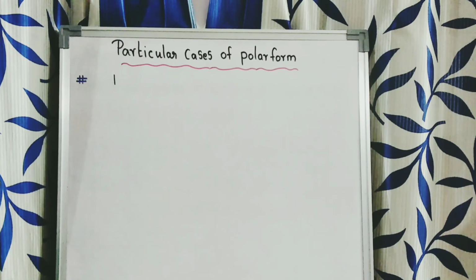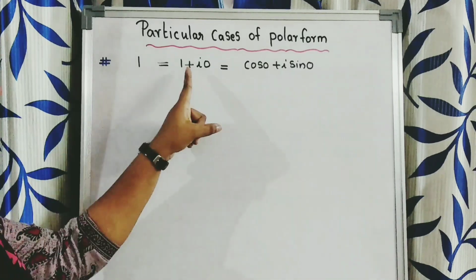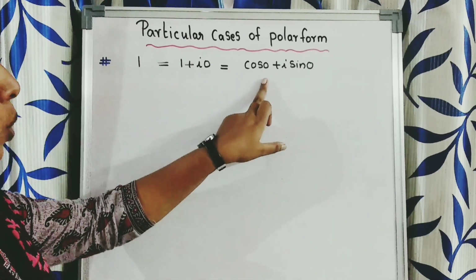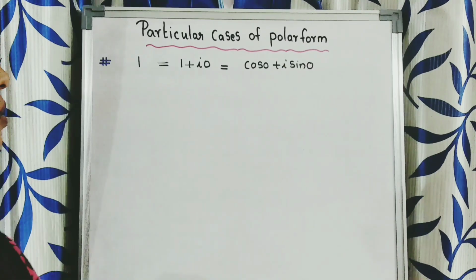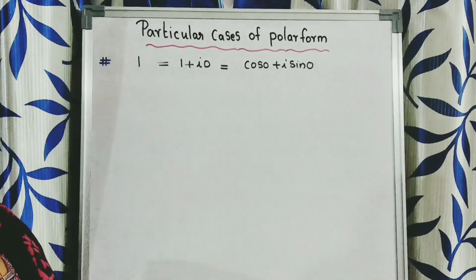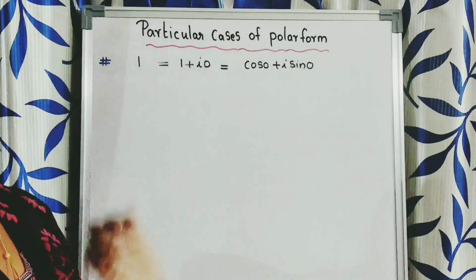First we represent the polar form of 1. That is, we can write 1 as 1 plus i0. Its polar form is cos 0 plus i sin 0. Here cos 0 is 1, sin 0 is 0, therefore we get 1 plus i0. Therefore the polar form of 1 is cos 0 plus i sin 0.